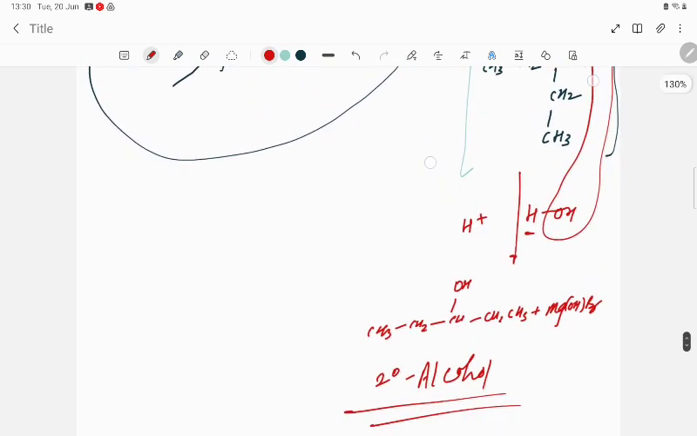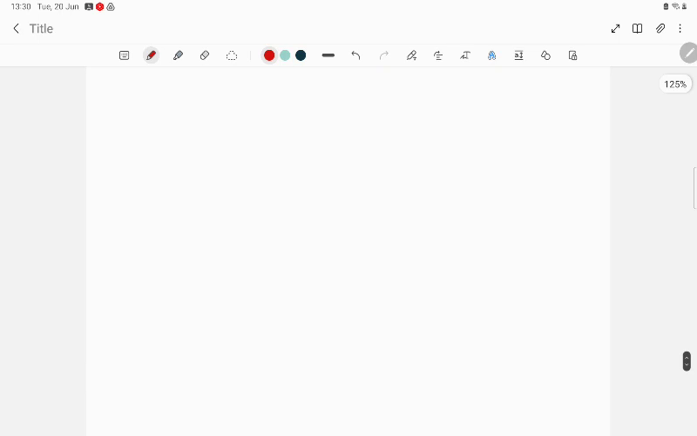Now let us move on to example number 8, student. In example number 8, we are taking the ketones.